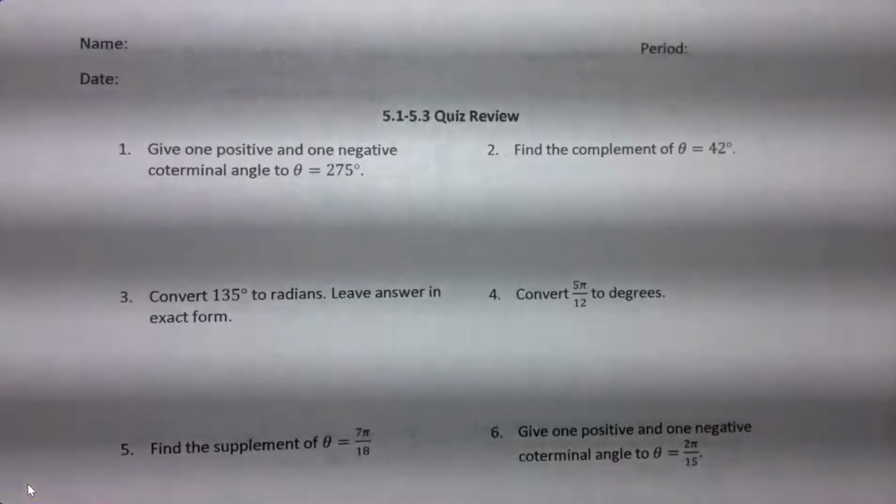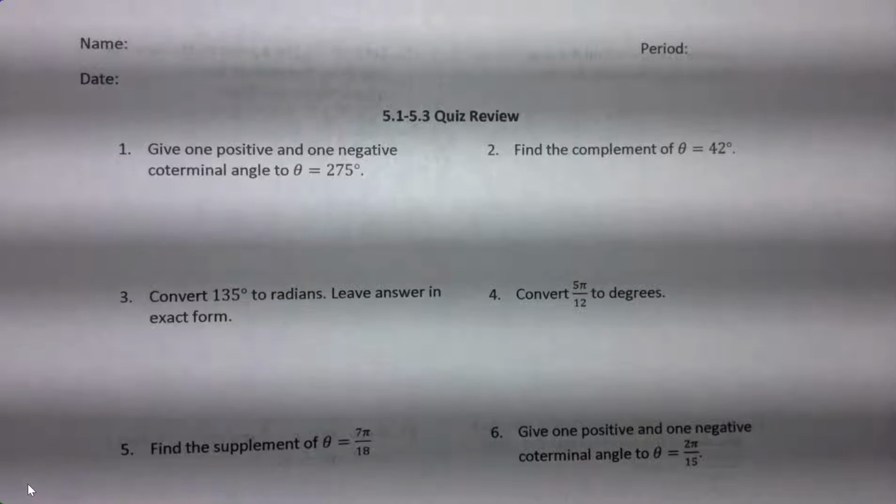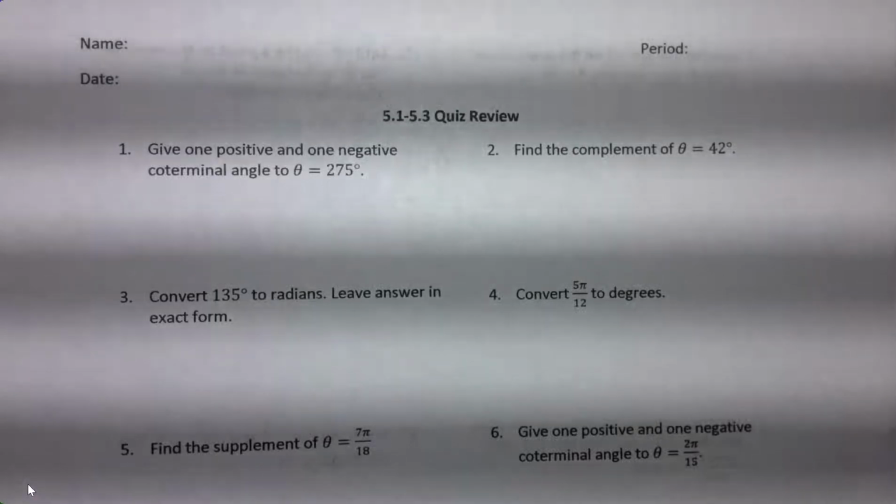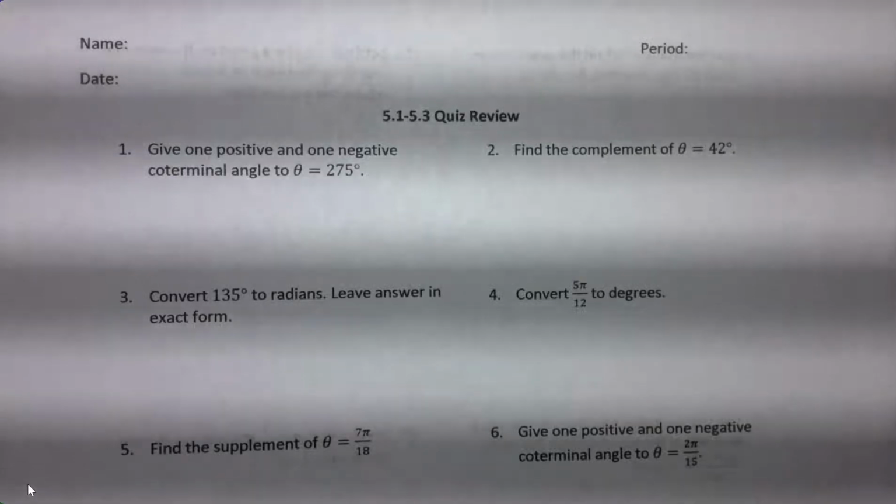Okay, so in this video, I'm going to be going over the quiz review for your quiz from 5.1 to 5.3. Number 1 wants me to give one positive and one negative coterminal angle to theta. In this question, I'm looking for two answers, so on the quiz, this will be worth 2 points.